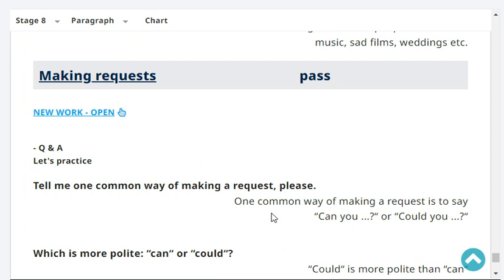Tell me one common way of making a request, please. One common way of making a request is to say, "Can you" or "Could you." Very good. Okay, next.